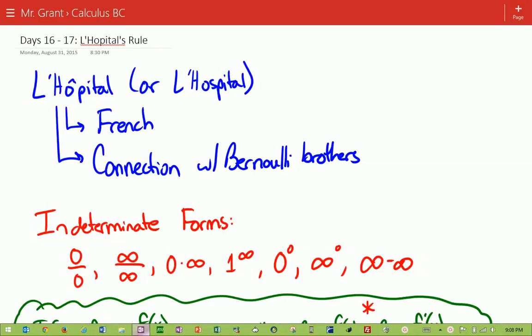Okay, so today we're talking about L'Hopital's rule. L'Hopital was a French guy from the 1700s, and he was actually pretty interesting. He was born into a wealthier family, was in the military at the beginning of his life, and then was drummed out of the military for having poor eyesight, so he decided to get into what else but math.